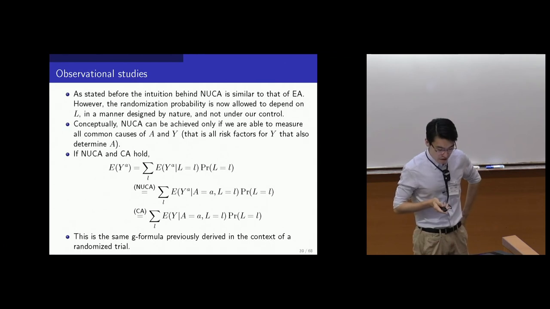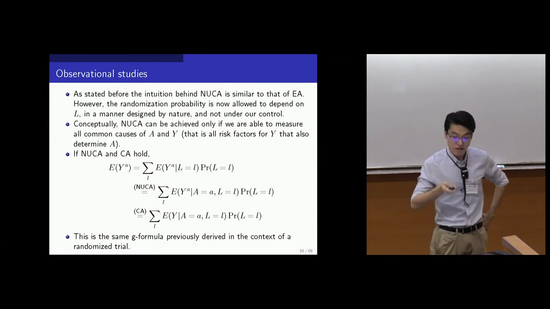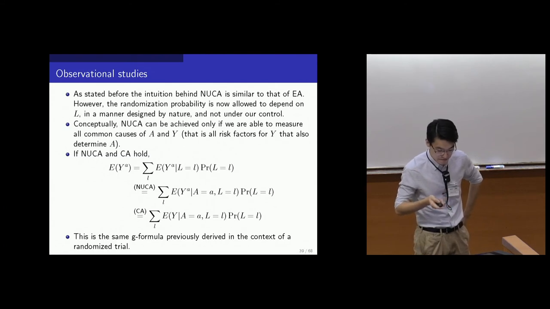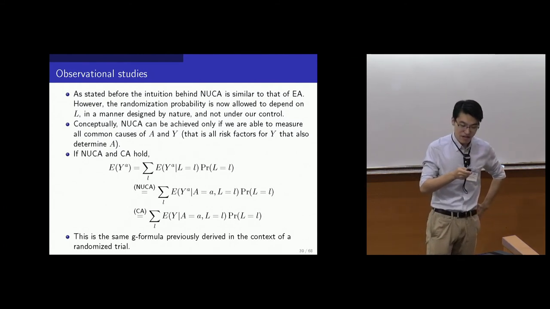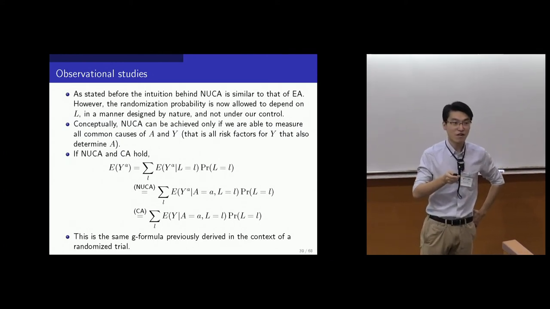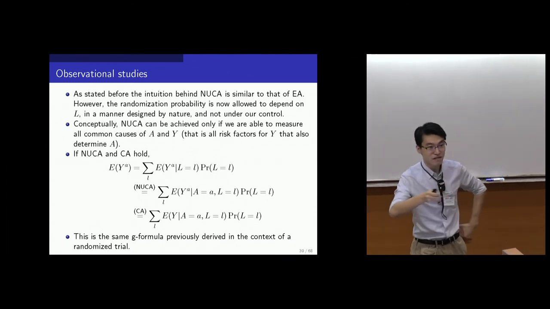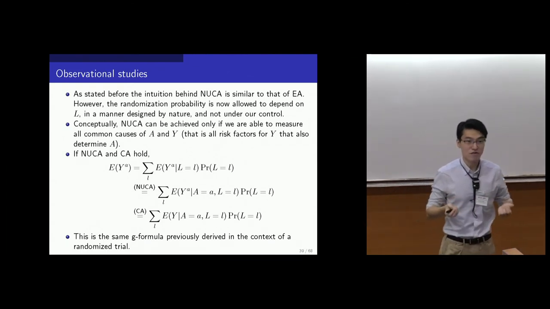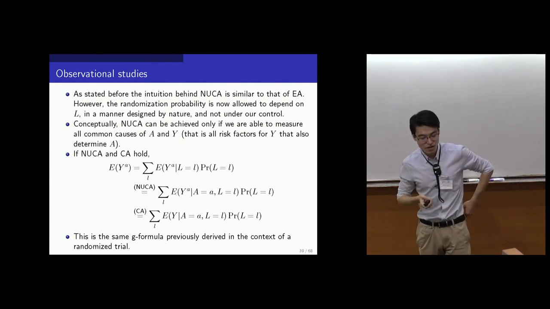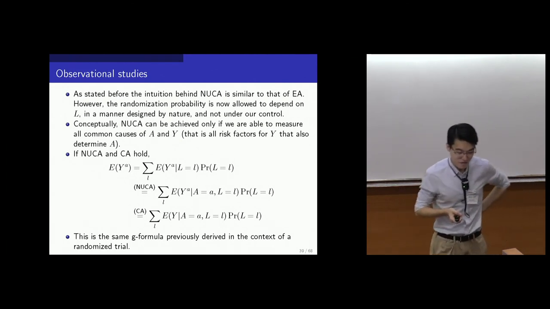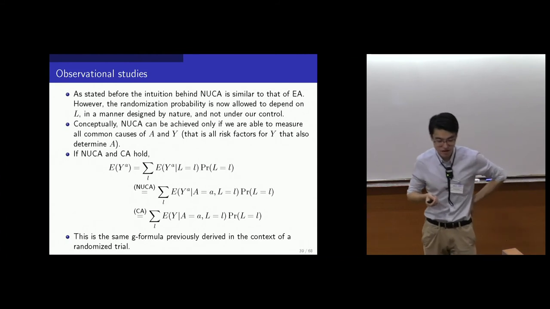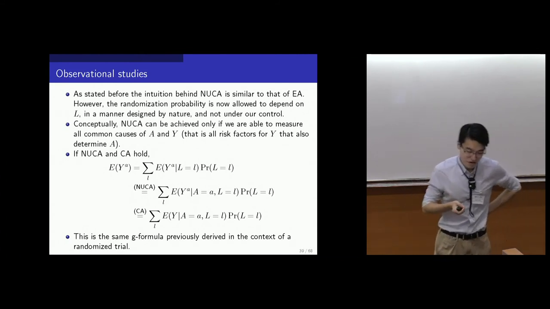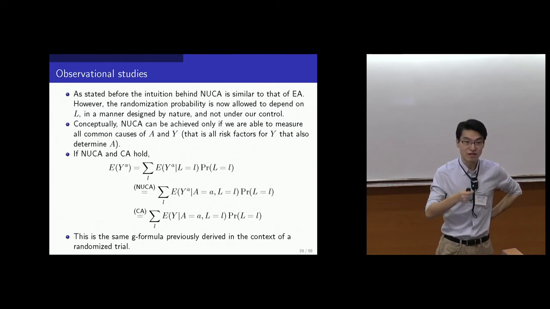As stated before, the intuition is similar to that of conditional exchangeability in randomized studies. But now, the randomization probability is allowed to depend on L in a manner designed by nature or by the underlying causal mechanism in the observational study and not under our control. So we do not know which covariates will actually be sufficient as L, unlike in a randomized trial in which, by our own design, we know which are these covariates.